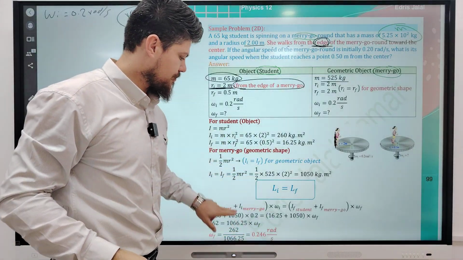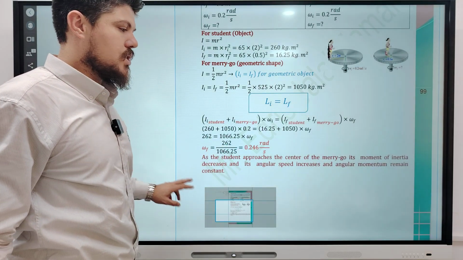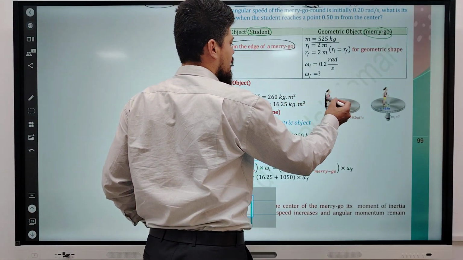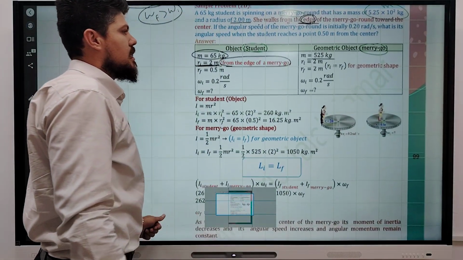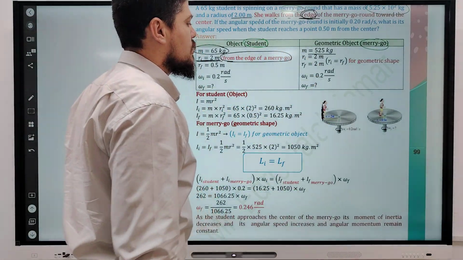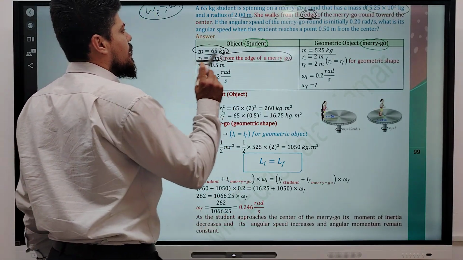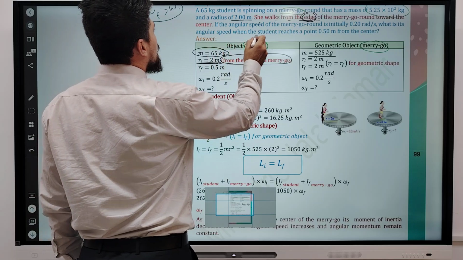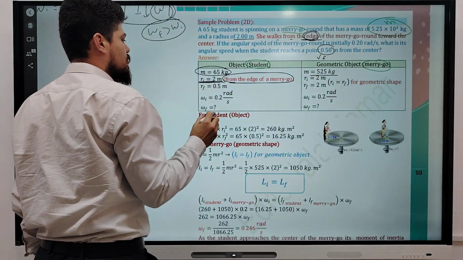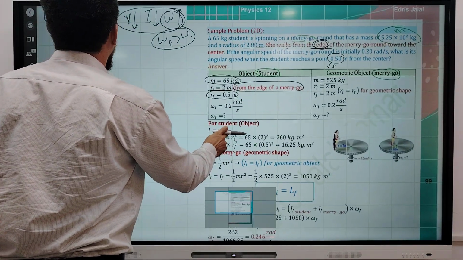Look at the final answer. The final answer, omega final, is absolutely bigger than the initial angular speed. Why? Because the student walked from the edge of the merry-go-round toward the center. She decreased her distance from the axis of rotation, so the angular speed must increase. Okay? What is the angular speed when the student reaches this point? This is R final. The student reached this point, where R final is equal to 0.5 meter.